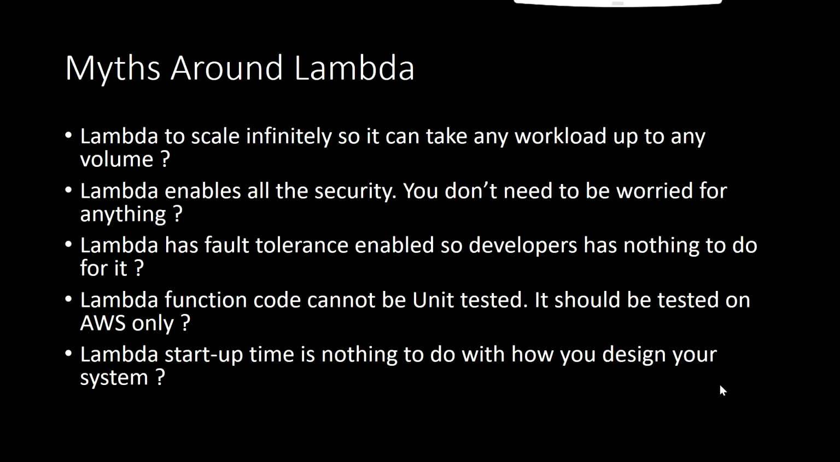The fourth one is about unit testing. People think that Lambda is running on the AWS cloud, and that's why you cannot unit test the function code. You always have to deploy into the cloud and then run it on the cloud to do either integration testing or functional testing. But unit testing is not possible, but that is wrong. You still can do the unit testing around Lambda, and we'll talk about it.